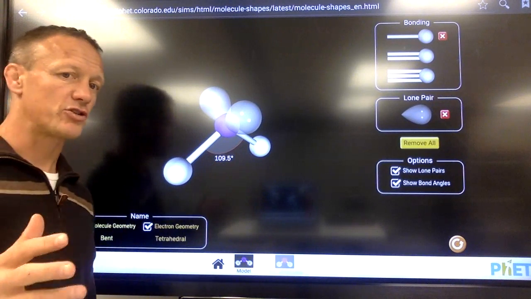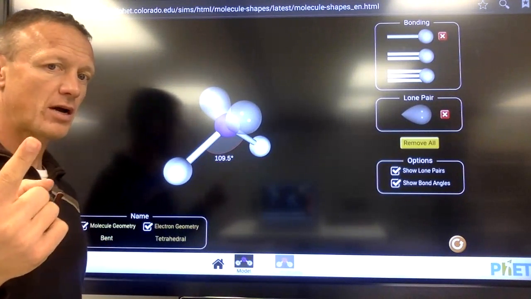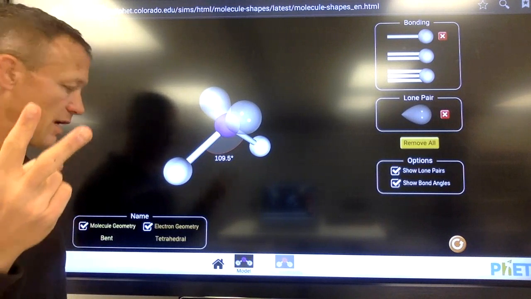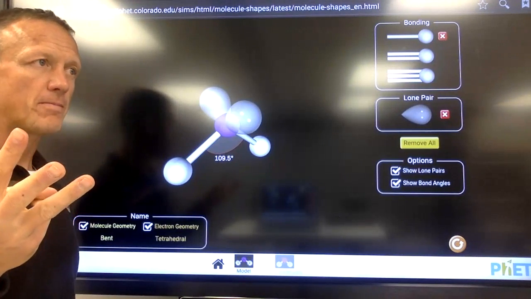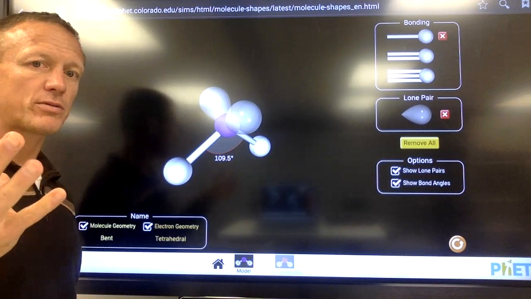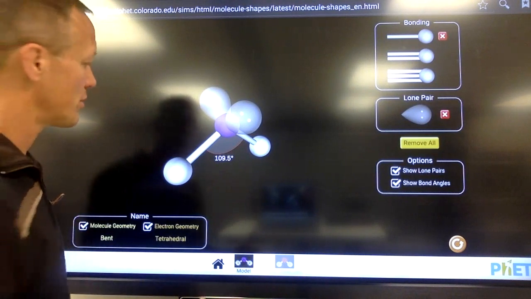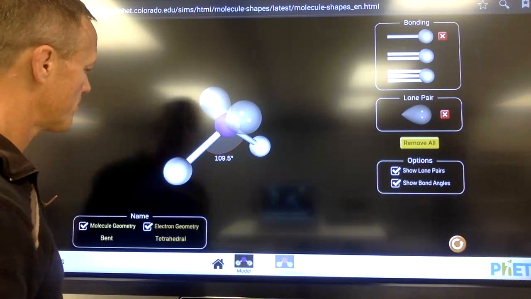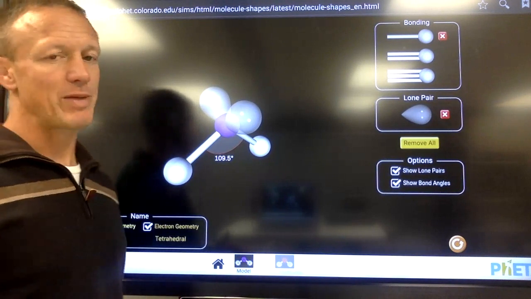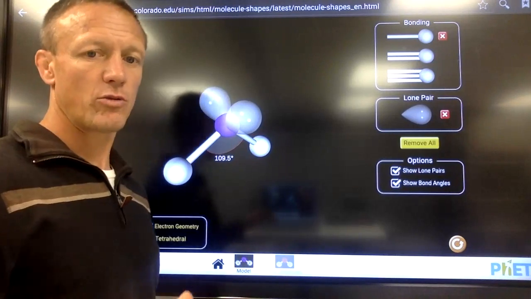There's only going to be so many electron geometries. You're going to have linear, trigonal planar, tetrahedral, trigonal bipyramidal, and octahedral. Those will be our 5 electron geometries as we're doing this. Those are all the ones without expanded octets. We'll get into expanded octets a little bit later.